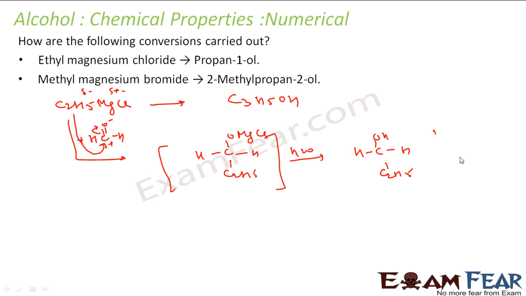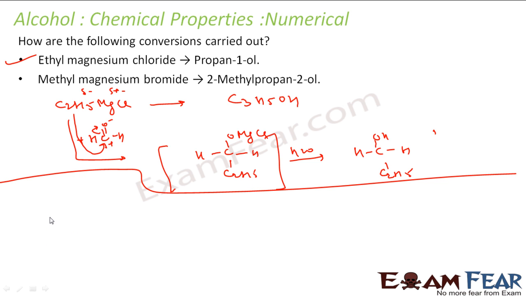Correct? And this is nothing but my propan-1-ol. The next is methyl magnesium bromide. So let me put a line here. Methyl magnesium bromide, that is CH3MgBr, where CH3 is methyl and MgBr is magnesium bromide, to form 2-methylpropan-2-ol. Yeah, this is the compound I have to form from CH3MgBr.